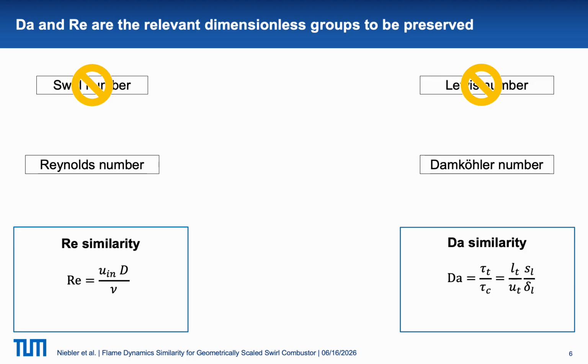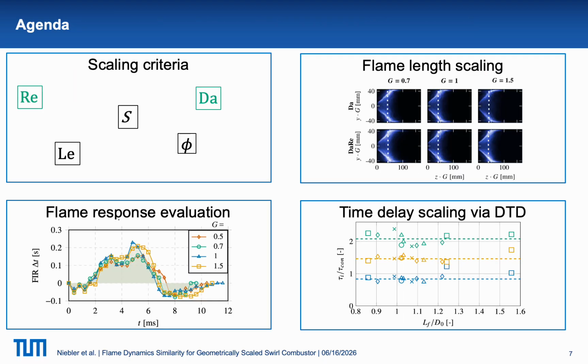So by design, our theoretical swirl number is kept constant. That is important to take into account, because when doing that resizing, the geometrical swirl number does not change. On the other hand, by choosing methane as our fuel, the Lewis number is also quite negligible for the case of our study. So we end up with the Reynolds number and the Damköhler number, which can be regarded as the most influential groups in our work. So let's actually do that.